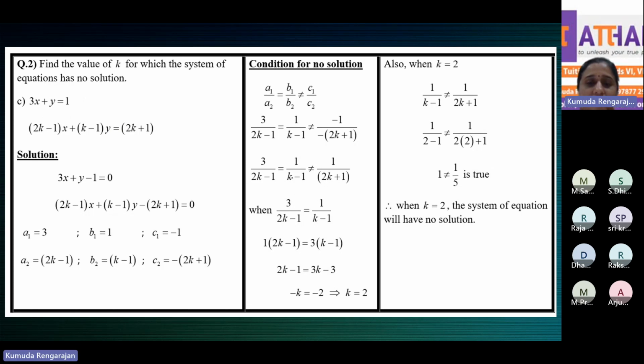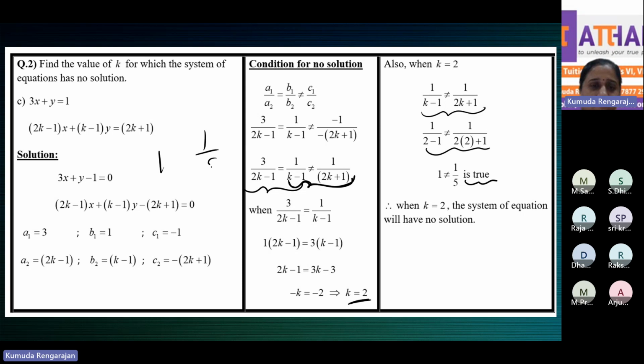So after substituting and cross multiplying, we get k is equal to 2. And when we use k equal to 2 in the second part, when you substitute here, you get 1 not equal to 1 by 5. It's true. 1 is not equal to 1 by 5 is true.